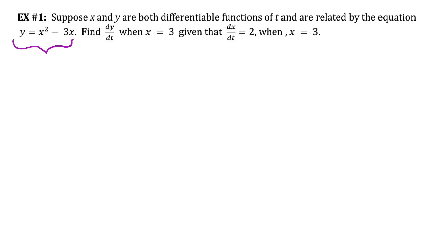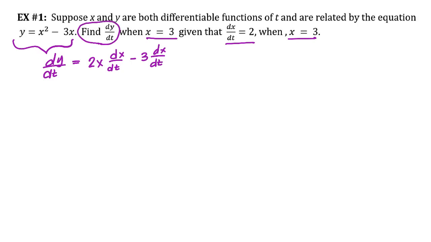So the derivative of y with respect to time, we're going to have dy/dt equals, and that's going to be 2x, again, dx/dt, minus 3 dx/dt. Now that you have this, read through and see what values you know. You know x is 3, and you know dx/dt is 2 when x is 3. Notice that you're trying to solve for dy/dt, so we already have that set up on one side.